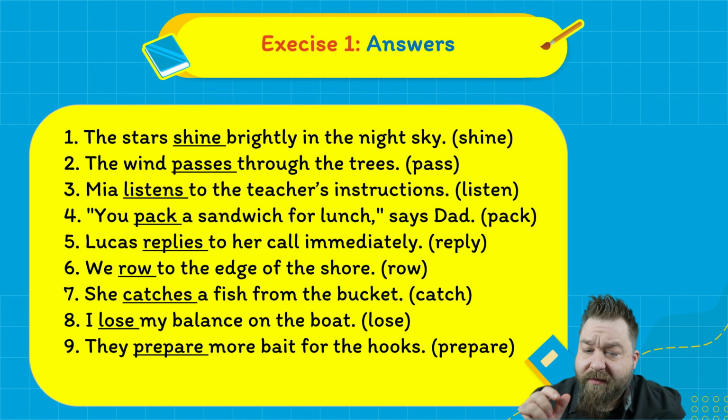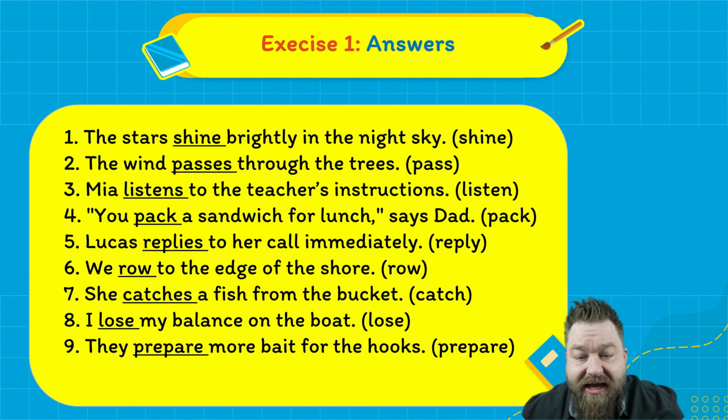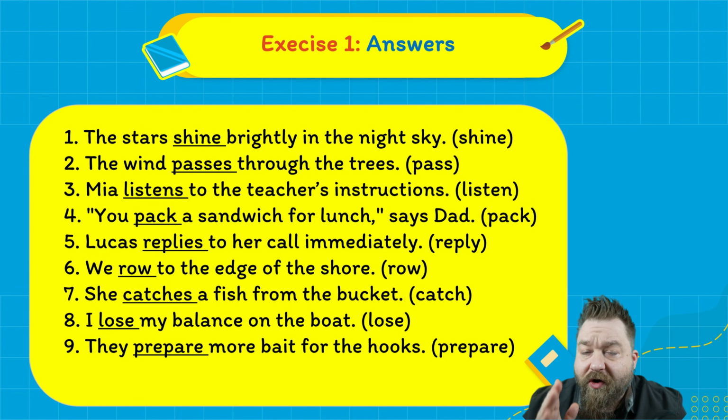Smart dad. Number 5, Lucas, one person, so we have to change it, right? Lucas replies. Y to an I and add ES. Lucas replies to her call immediately. He must like her, or he's in trouble. Number 6, we row, plural, right? We row, so we don't change it, to the edge of the shore.